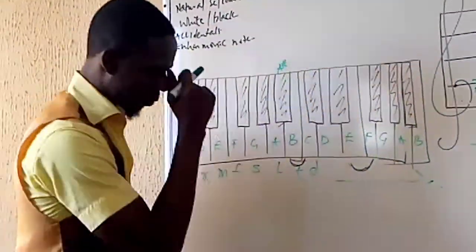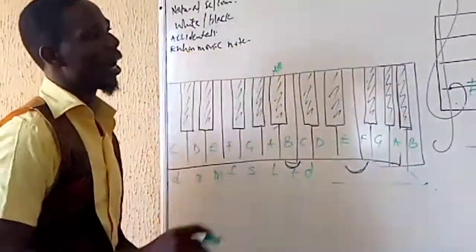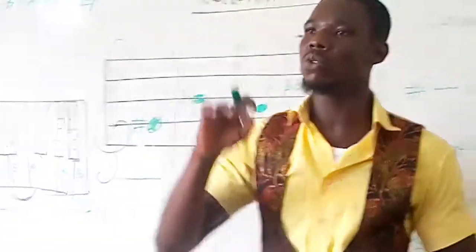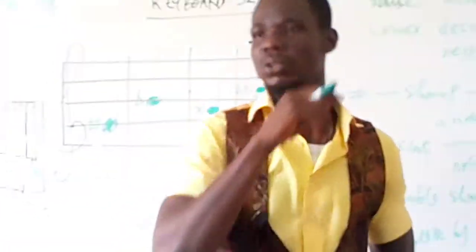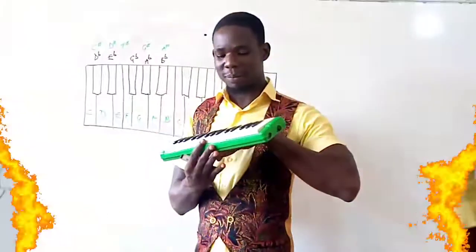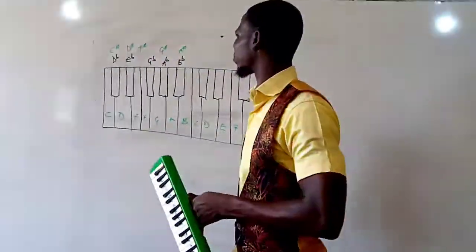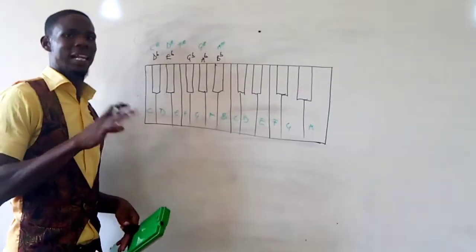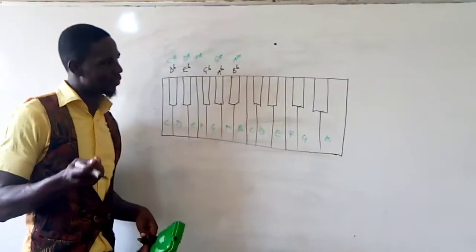Alright, so now having said all this, we'll be talking about enharmonic notes. Enharmonic notes are notes that sound alike but are spelled differently.